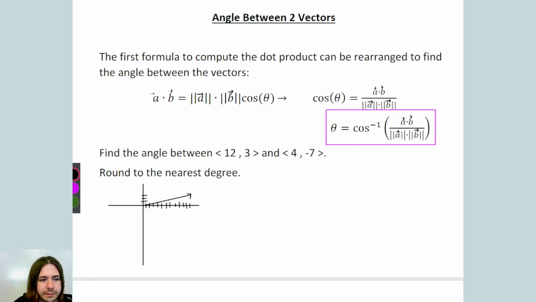That's the 12, 3. And I'll just circle it so you can see. And then the 4, -7 would be over 4 down 7. So 1, 2, 3, 4, 5, 6, 7.